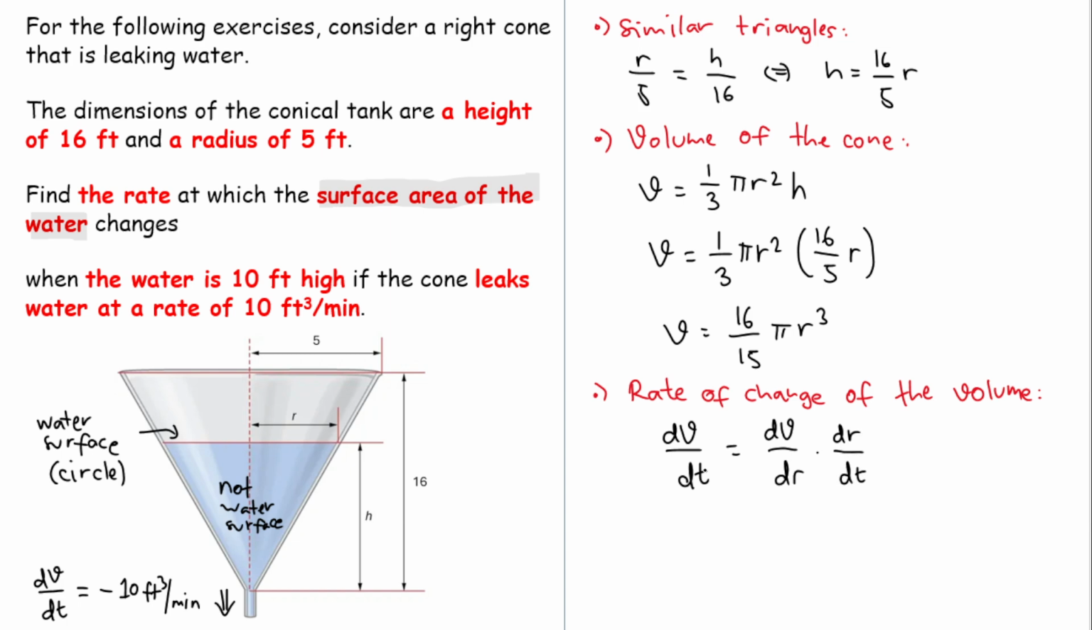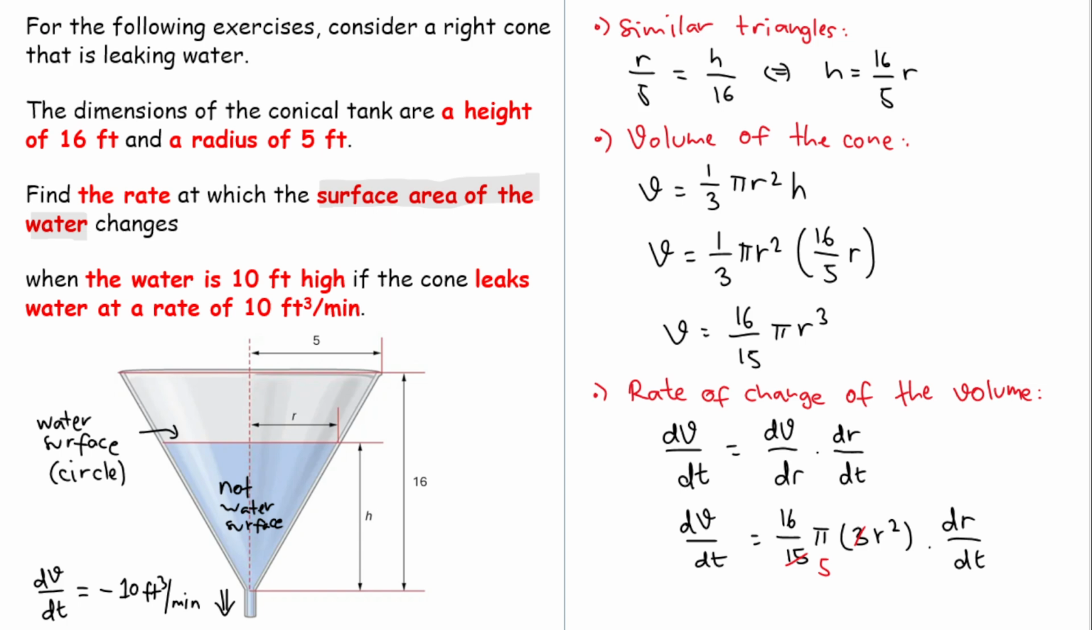Good. And now let's use the power rule to differentiate this. So I will have dV/dt is equal to 16/15 multiplied by pi multiplied by 3r squared, right? Because that is the differentiation of r to the third power with respect to r, and then multiplied by dr/dt. Good. Now 3 and 15 will cancel out, so I will have 5 here.